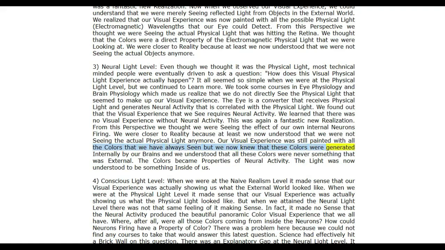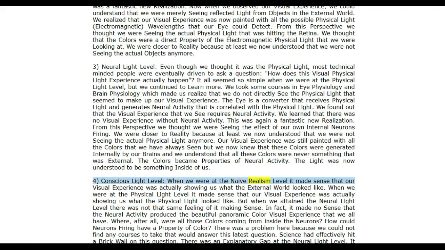that these colors were generated internally by our brains, and we understood that all these colors were never something that was external. The colors became properties of neural activity. The light was now understood to be something inside of us. 4. Conscious light level.